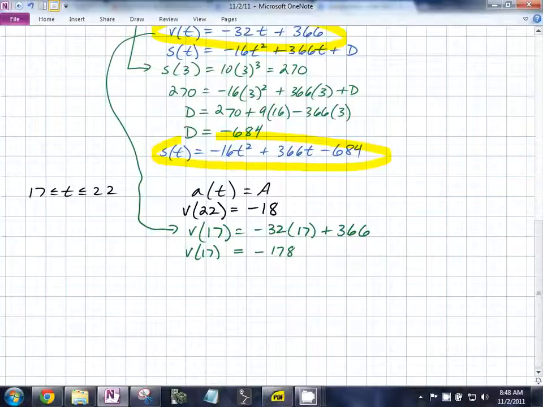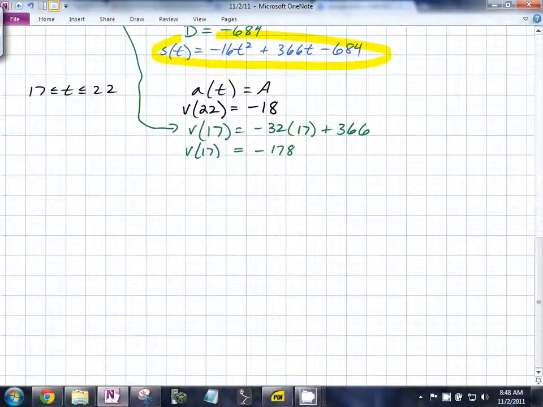Negative 18. Now, why does it slow down in terms of how fast it's falling? Because what opened? The parachute. It's slowing it down, right? It better, or it's going to break when it hits the ground. And then, look, at 17, it's at negative 178, correct? But at 22, it's negative 18.